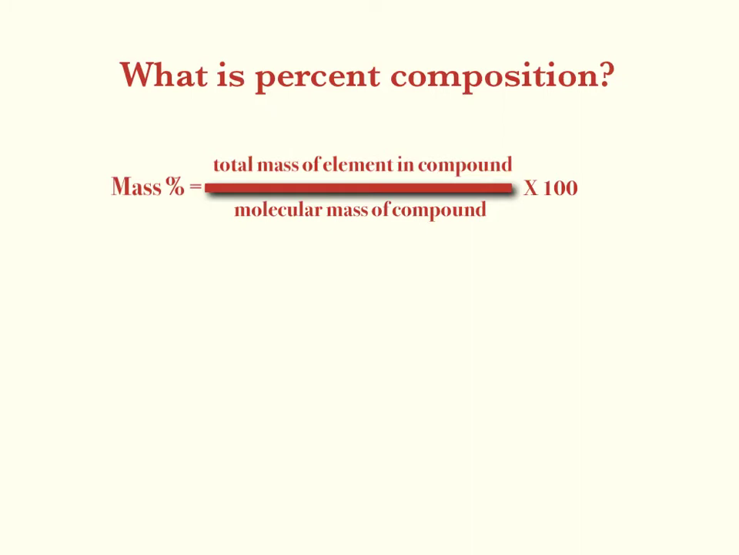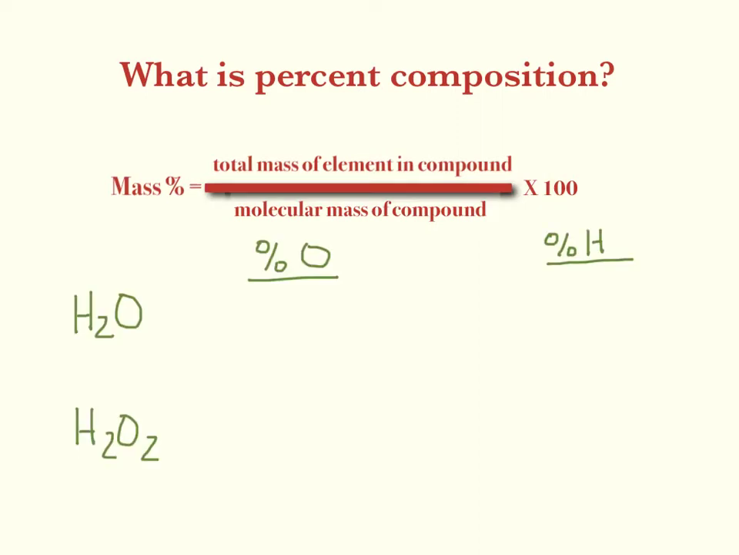Here is the formula that you're going to want to write down for percent composition. It is also called mass percent because it is based on the percent composition by mass in a compound, and it is the total mass of an element in a compound. You pick out whichever element you're asked to find, divided by the molecular mass or the molar mass of the compound, which is found on the periodic table, times 100, and that's going to give you a percentage. So here are two compounds that should be familiar to you.